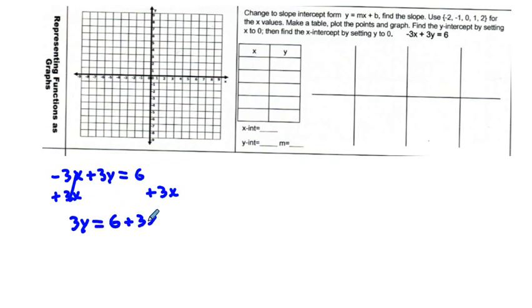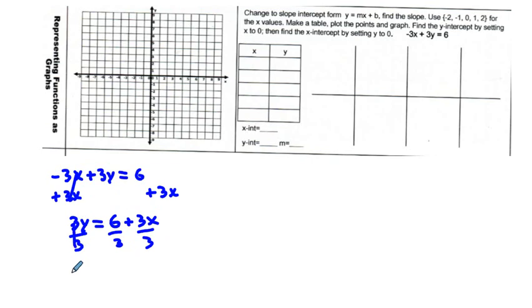Representing functions as graphs. And so here we have this equation. It says change to slope-intercept form y equals mx plus b. So I'm just going to write this here. Negative 3x plus 3y is equal to 6. And so we're going to add or subtract the x term. So we're going to add it here, plus 3x. So we have 3y equals 6 plus 3x. And now we divide by the coefficient of y, which is 3.